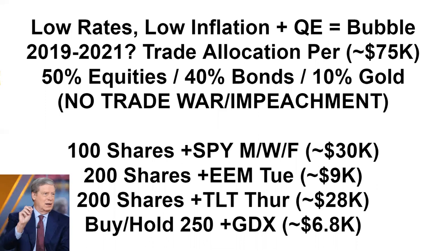But if we have low rates, or even lowering interest rates, low inflation, at least by their report, and quantitative easing, you get an all-out bubble. So this is where we're long everything under the sun. We're just grabbing the highest quality products that have the least risk, because we know we're in the middle of a bubble. So that's our current setup with SPY, emerging markets, TLT, and GDX.